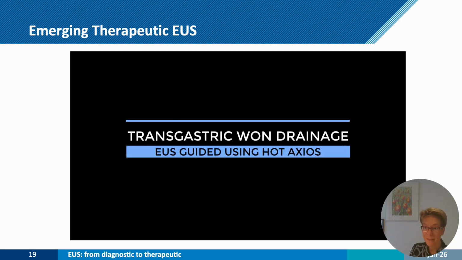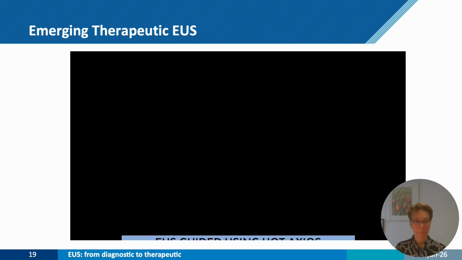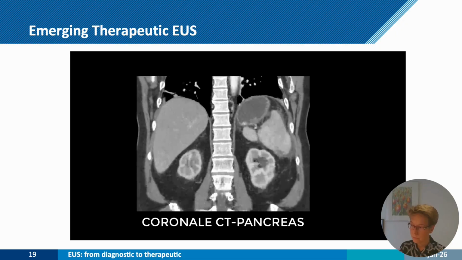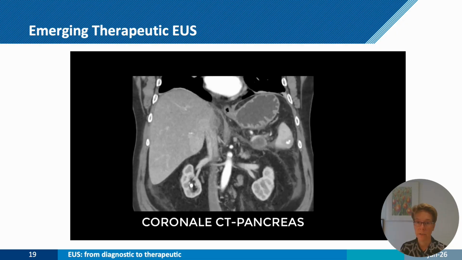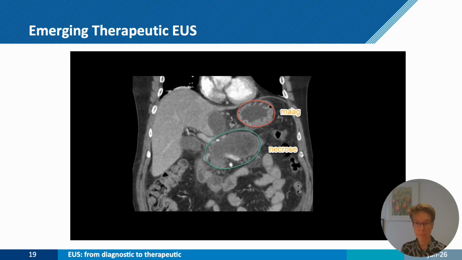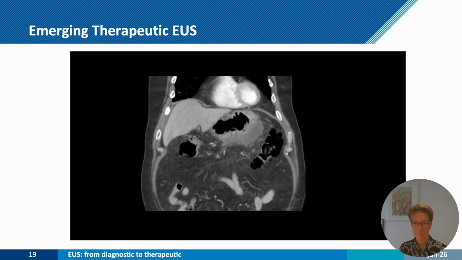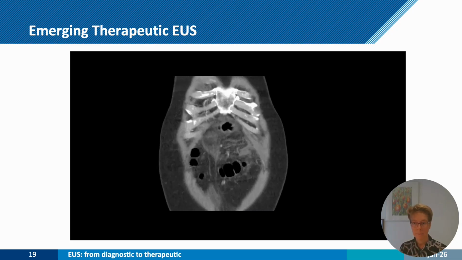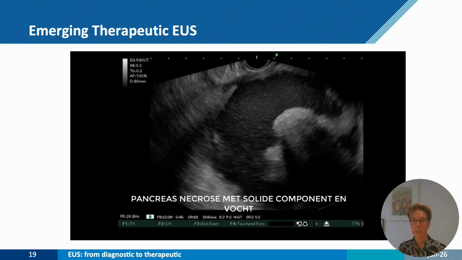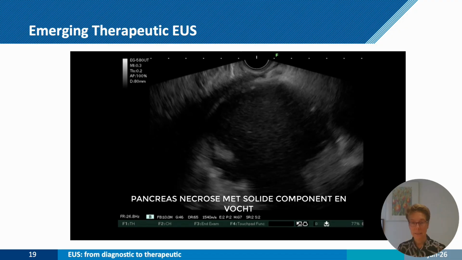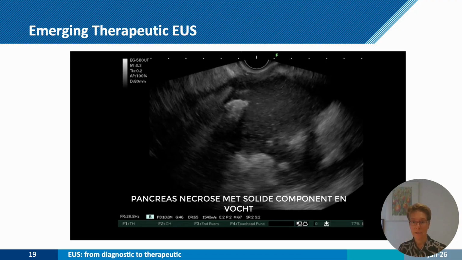Another video, also made by the same colleague. First of all, I think it's always important if you're going to do an EUS intervention that you have a look at the images made already. And here, though it's in Dutch, I think you can understand the stomach and the necrotic collections are depicted. Here you can appreciate the collection with the EUS, and you can see that there are solid components in the collection.